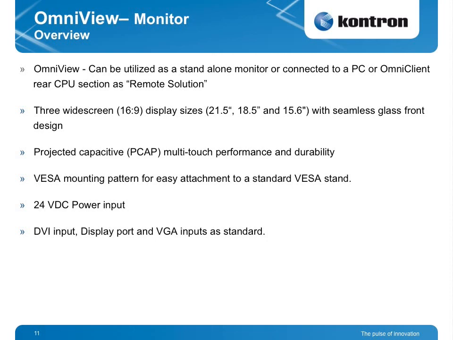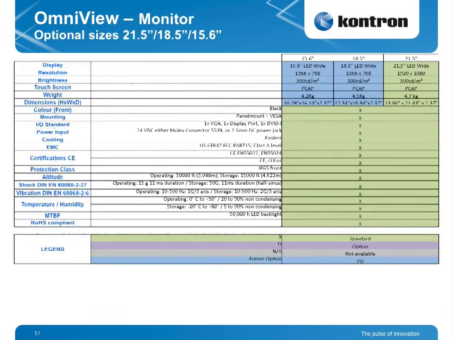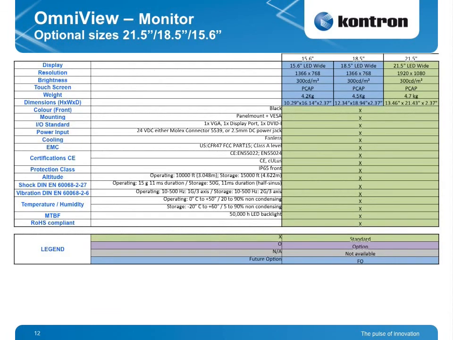The touch solution is basically exactly the same as what it is on the OmniClient, so it's a PCAP, and the only change would be the 24 volt input to it. We have a DVI input, a DisplayPort input, and a VGA input as standard. On the next slide, you can actually see the options that are available. The product as a monitor, there are no real options available. The only option is really the size of the monitor. It's very similar to when you buy a monitor from anyone else.